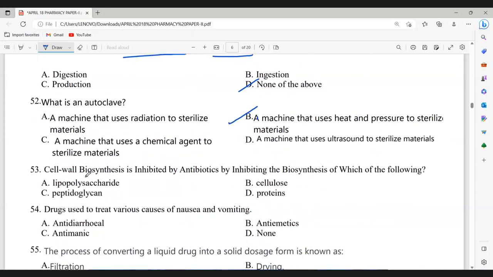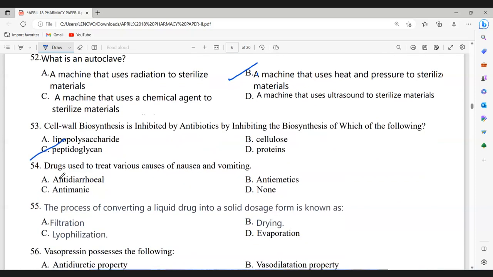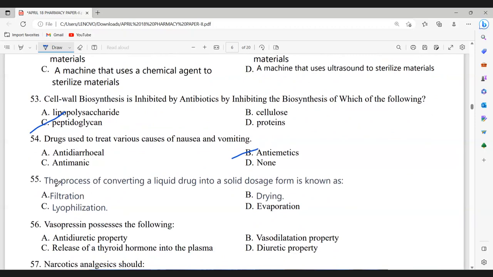Then 53, cell wall biosynthesis is inhibited by antibiotics by inhibiting biosynthesis of which of the following. Even this is also a direct question. That is peptidoglycan. Then 54, drugs used to treat various causes of nausea and vomiting are antiemetics. Then 55, the process of converting liquid drug into solid drug. This is a direct question. That is drying.